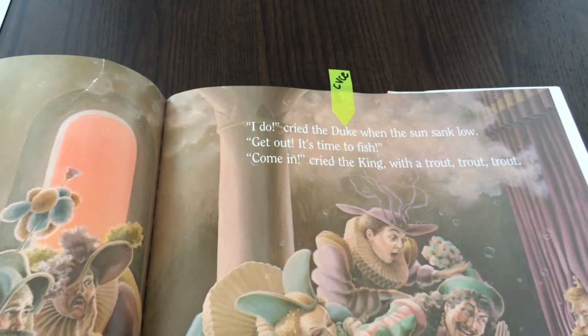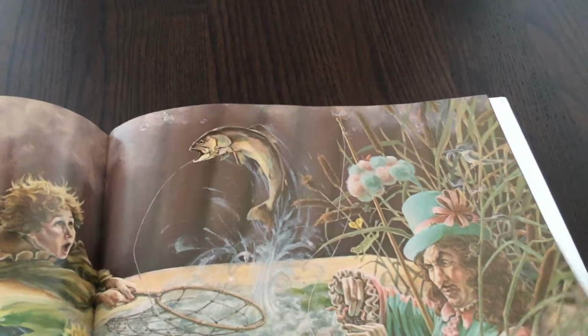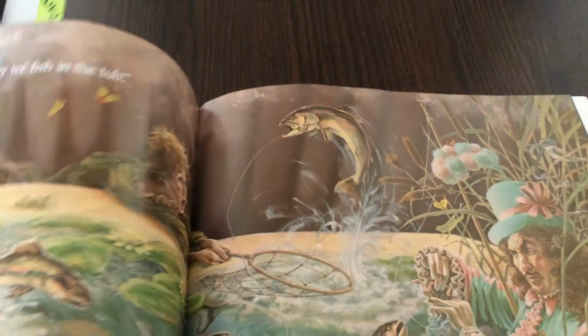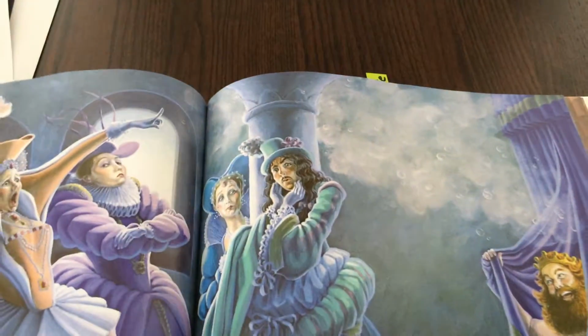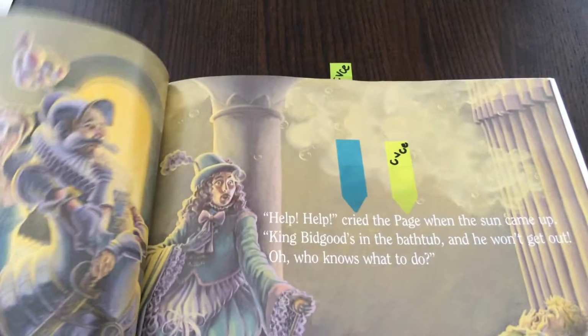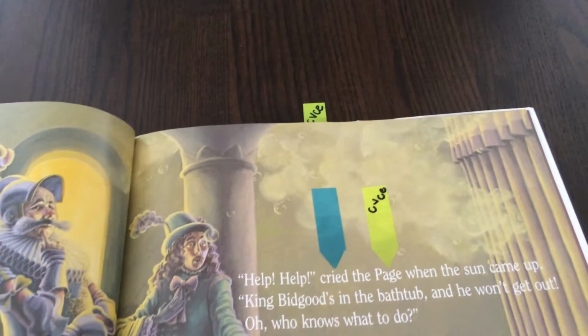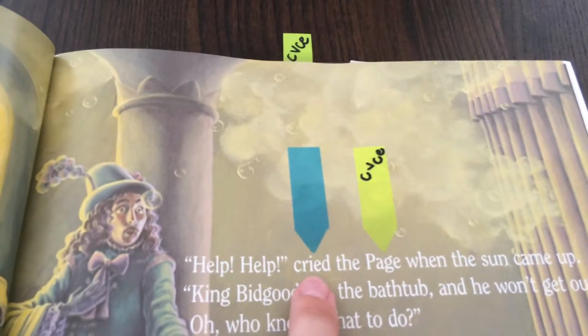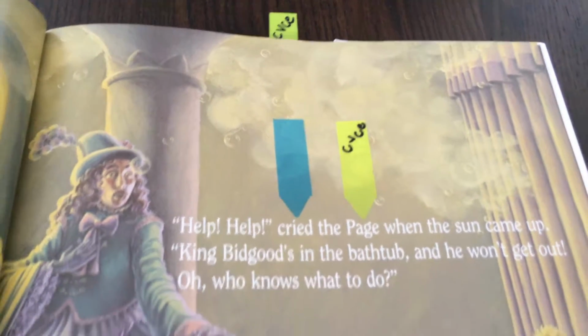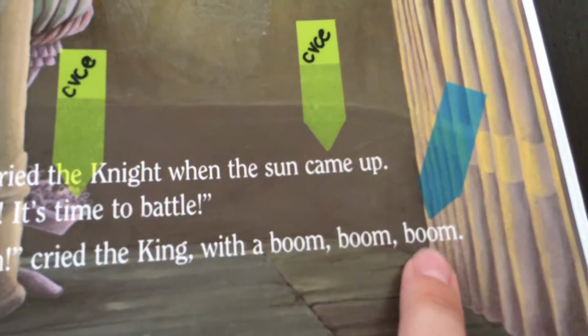So you can write those down on a piece of paper, discuss them, talk about them, see what they have in common, what they don't have in common, and then you can ask students to go back and reread the book again and find words with a different pattern. So cried has an IE vowel pattern. Boom has a double O pattern. I think that's all I marked.